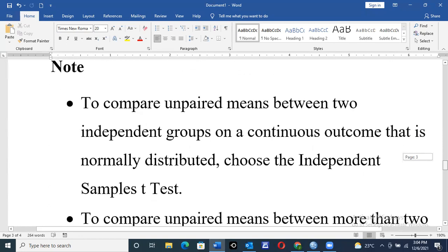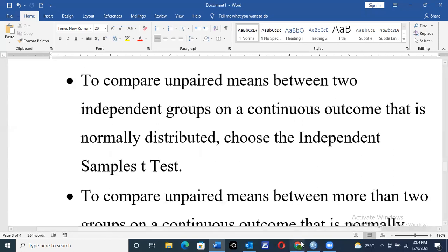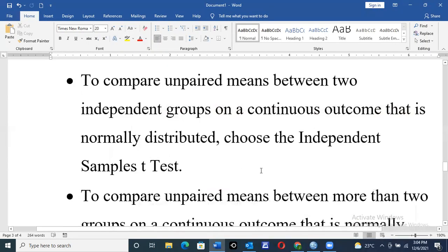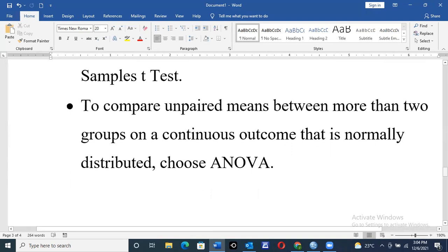And in conclusion, it is also important to note that when you want to compare means between two independent groups on a continuous outcome that is normally distributed, you should choose the independent sample t-test, and that is also here in my channel. You can always check for that when you want to run such analysis. Secondly, when you want to compare unpaired means between more than two groups on a continuous outcome that is normally distributed, choose ANOVA, because this test only supports a comparison of two. Only two groups can be compared.